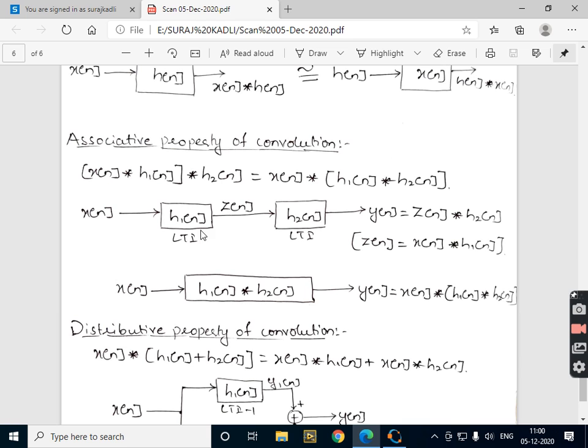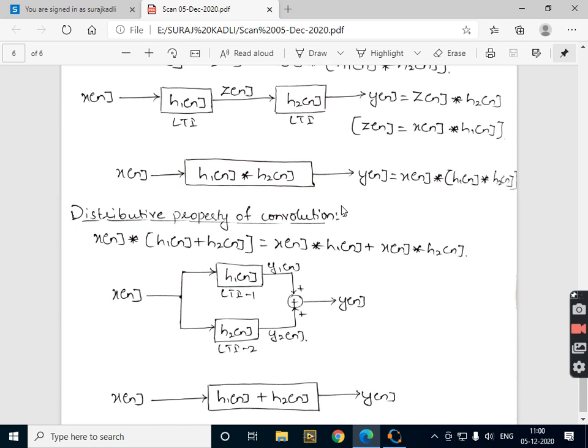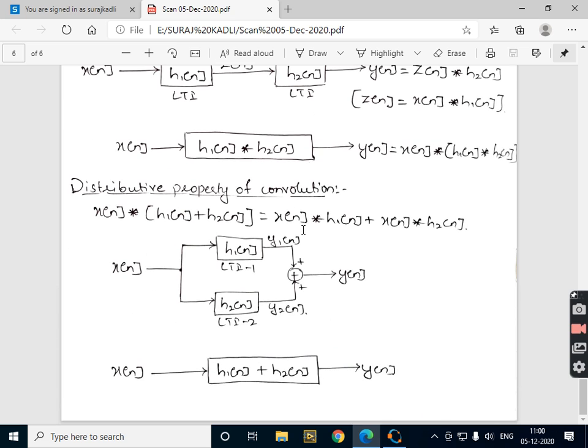What it means is, instead of having two different linear time invariant systems, I can have just one linear time invariant system, and its impulse response will be the convolution between the individual impulse responses. So x of n convolved with h1 convolved with h2. This will be the right hand side of the associative property statement. And lastly, the distributive property. Now this is the parallel arrangement of linear time invariant systems.